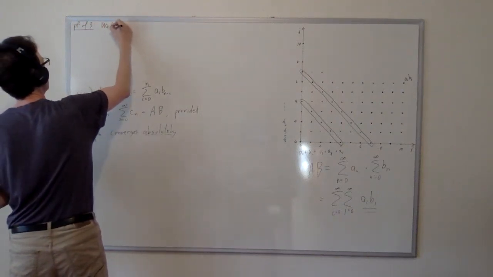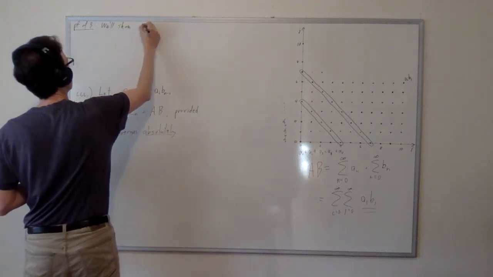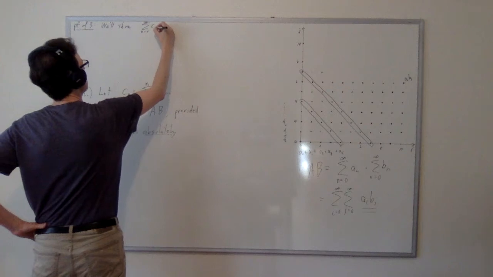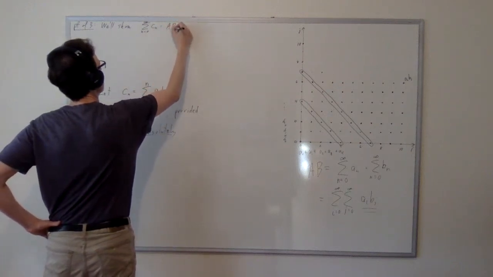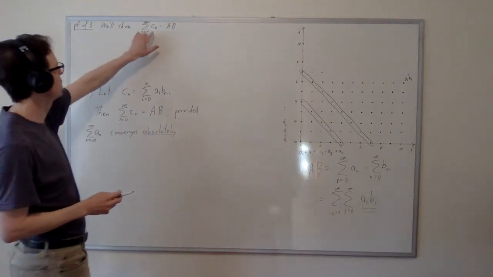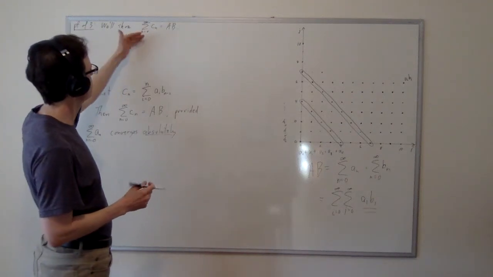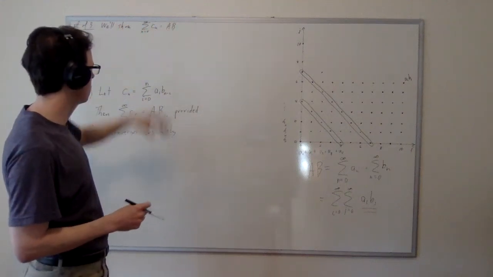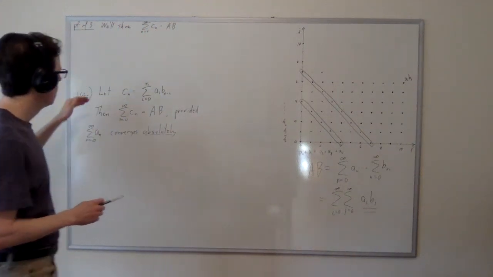So we'll show that the infinite series, the summation n equals 0 to infinity of c_n, is equal to AB. Now, how are we going to show this? We're going to analyze this thing as a limit, and we're going to subtract AB from the nth term, and we're going to show that that's 0.